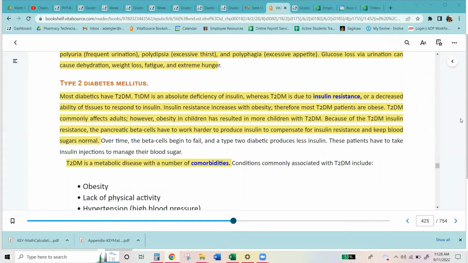Because of the type 2 diabetes insulin resistance, the pancreatic beta cells have to work harder to produce insulin to compensate for insulin resistance and keep blood sugars normal. This is a metabolic disease with a number of comorbidities.